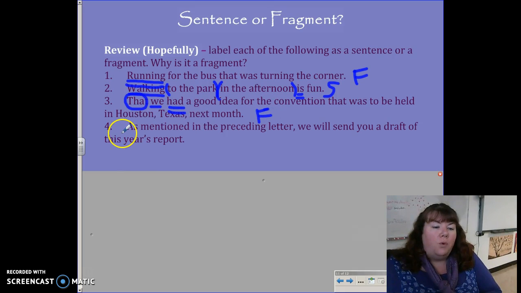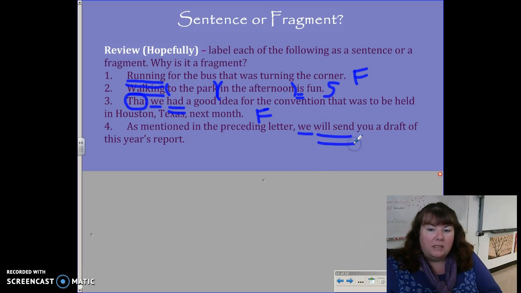Okay, the next one, number four: as mentioned in the preceding letter, we will send you a draft of this year's report. This is a complete sentence. It has a subject, it has a verb, it has the ideas of what's being added to it and the proper joiners.